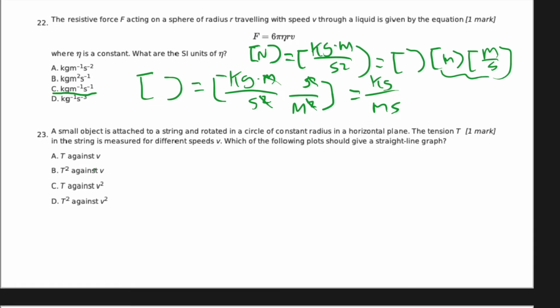A small object is attached to a string and rotated in a circle of constant radius in the horizontal plane. The tension T in the string is measured for different speeds v. Which of the following plots should give a straight line graph? So here is a ball, the object, here is the string, and it's rotated in a horizontal plane and receives a tension T.